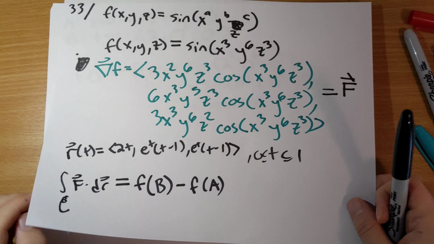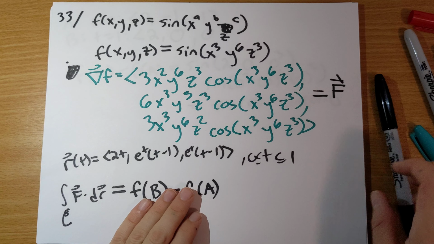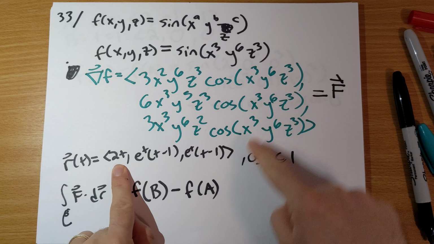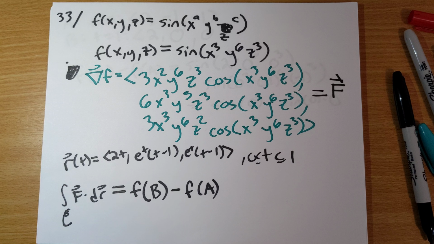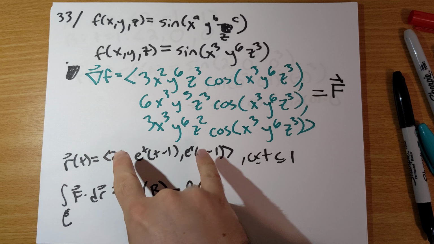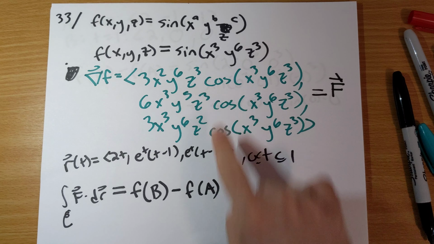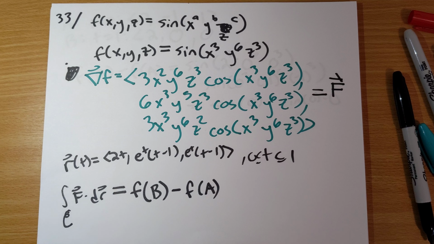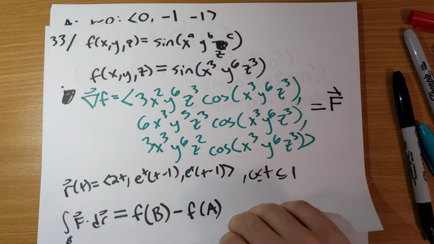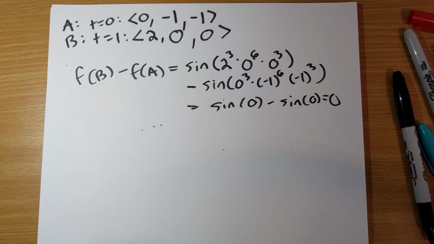So realize just how nice using the potential function made our lives. This would be an extremely intimidating integral to compute if we had to take the derivative of r of t, plug r of t into this vector field f, take a dot product of that with the derivative, and integrate. Instead, this becomes a breeze to evaluate.